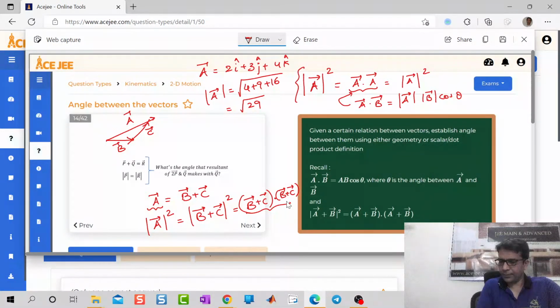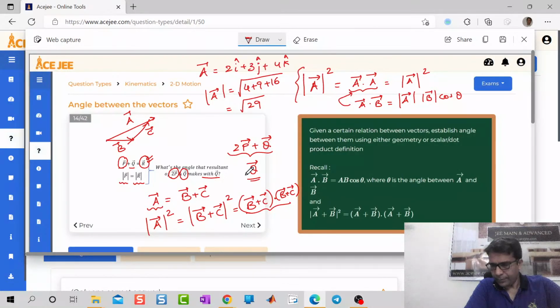Okay? So case in point, you are given two vectors, P plus Q is equal to R. Now you're also given that the magnitude of P is equal to the magnitude of R. This is actually a JEE Mains 2019 or 2020 question, I think 2019. It says, what's the angle that the resultant of 2P vector and Q makes with Q? That means what is the angle between this vector and Q vector?